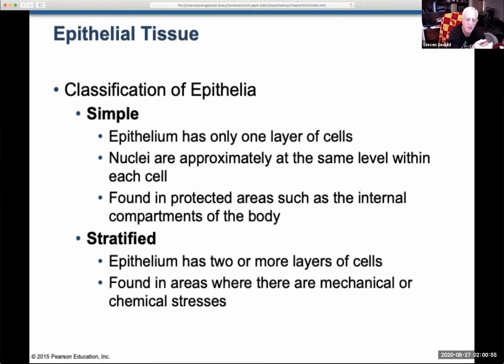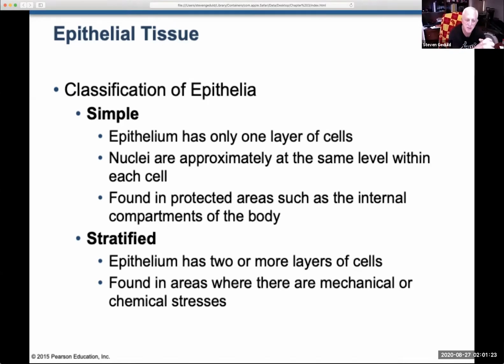It's found in protected areas such as the internal compartments of the body. You wouldn't have simple epithelium in areas that are exposed to trauma because we would wear through the layer way too fast and you'd lose your protection. Simple is where it's already protected: inside the gut for absorption, inside the lungs for passage of oxygen, CO2, things like that, where it's protected by the body. And you need a thin layer for diffusion to occur.